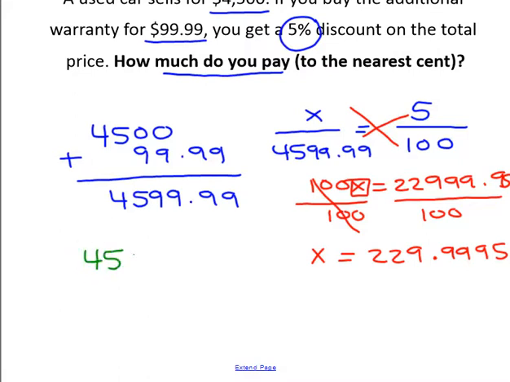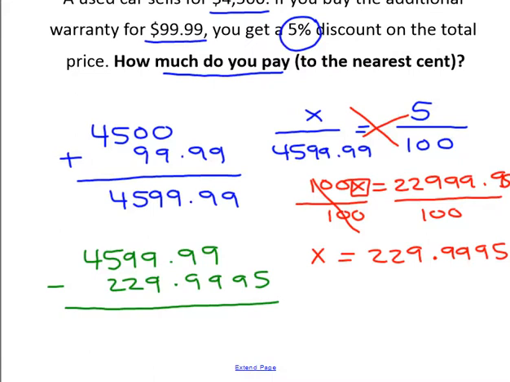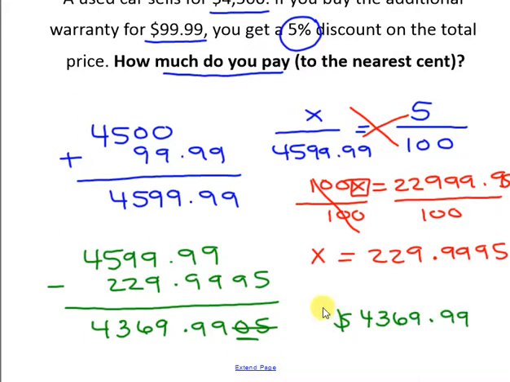I need to subtract that from the original price. So 4,599.99 minus 229.9995. I'm going to do that subtraction. And I'm going to get 4,369.9905. Now, when I have money, it's only 2 spots after the decimal. I cannot have 4 numbers after the decimal. So this 0 tells this 9 to stay exactly where it is. So my final answer is $4,369.99. That's how much I'm going to pay for everything plus the warranty.